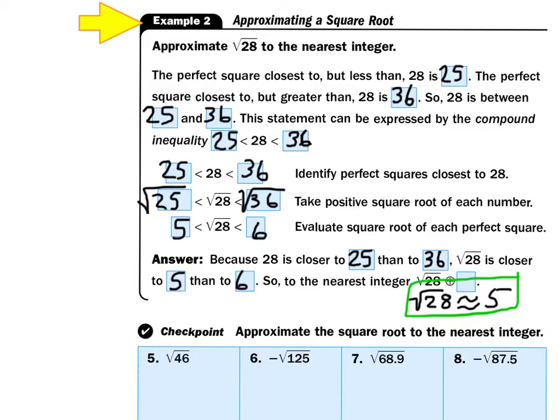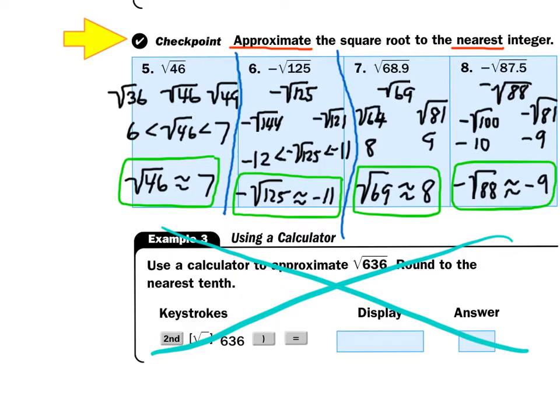Now, to decide which one it's closer to, back up to right here. Notice how 25 is really close to 28, and so it's only 3 steps away. Here, 28 and 36, they're 8 steps away. So these two are closer. So when you're asked to round to the nearest whole complete number, you would have to say that because 28 is closer to 25, then the square root of 28 is closer to 5 than it is to 6. So the way that we write it is we just say the square root of 28 is about, use the wavy equal sign, 5.